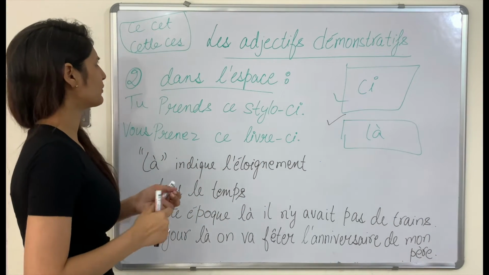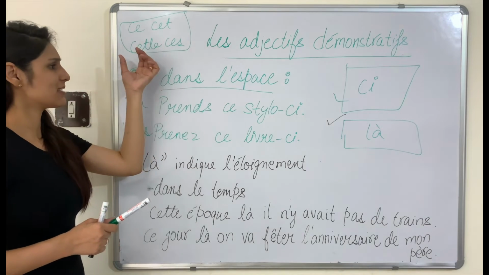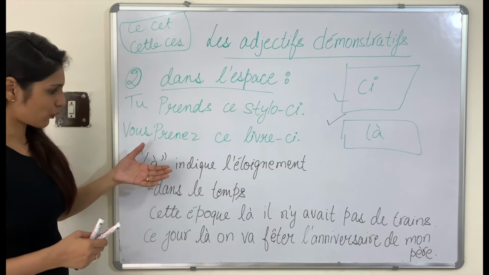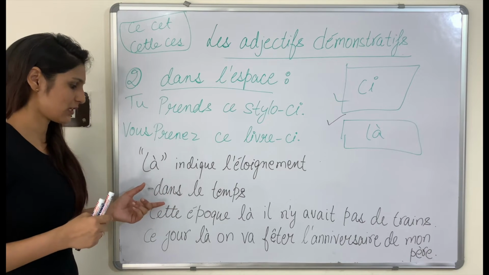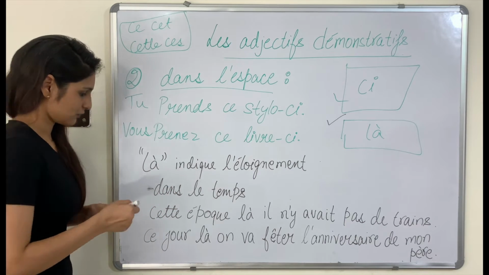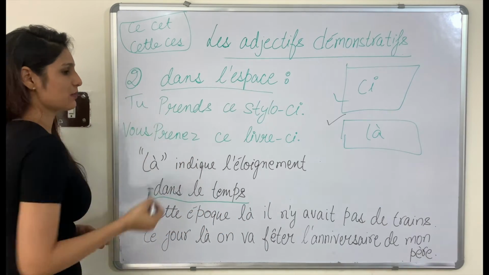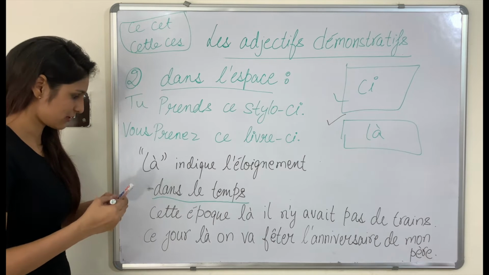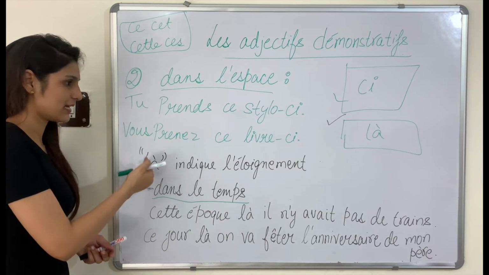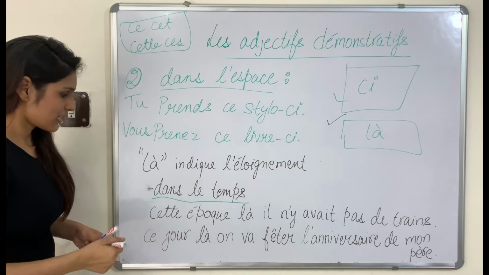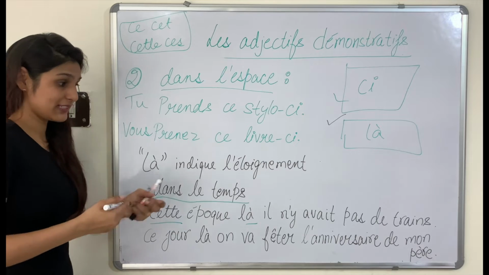You must have heard. You must have seen cette-là, c'est-là, ce-là. Now this is also going to go in 2 different cases. First one is with the time, dans le temps, and also with the dans l'espace. First of all, we will try to understand with the dans le temps, in time case, how do you apply la with all of these? Okay, cette époque-là. That time, il n'y avait pas de train.